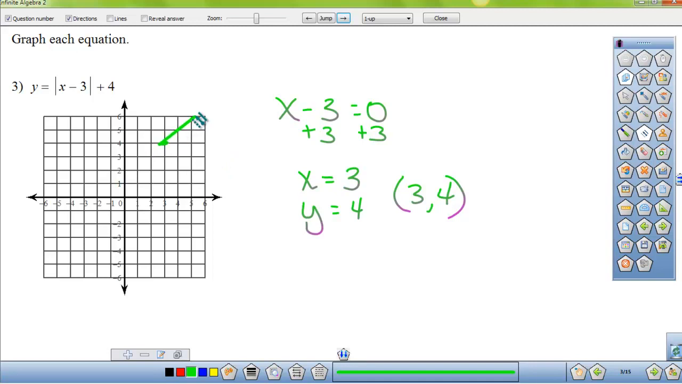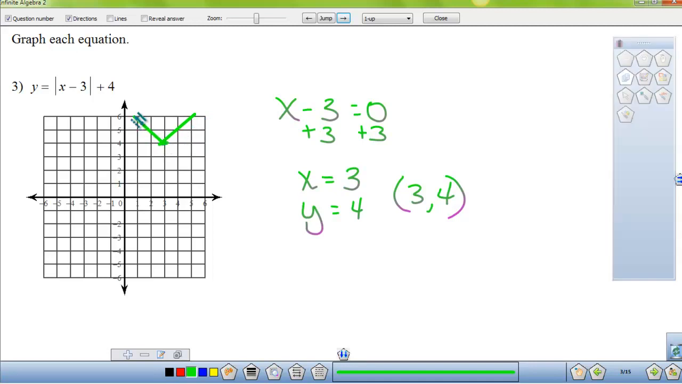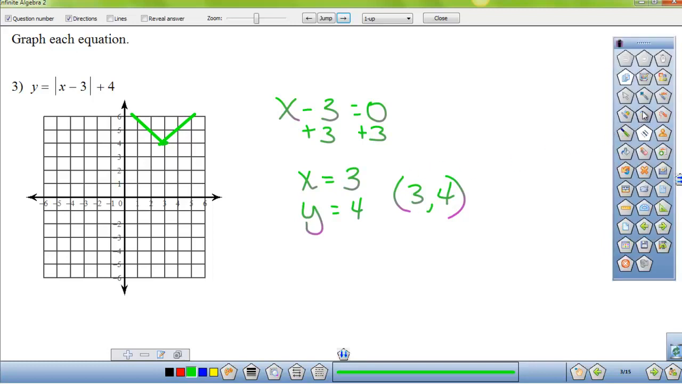So there's going to be one branch. The other branch is the reflection part, so it will be over here. And you can do it just that quickly. There's no need to make a big deal out of it. It can just be done just like that. Again, a table of values would have also gotten you these same exact points.